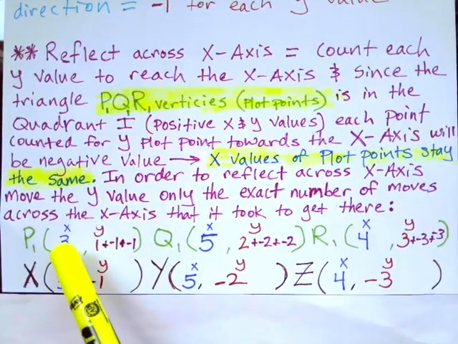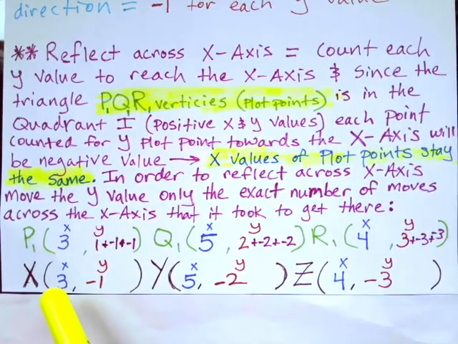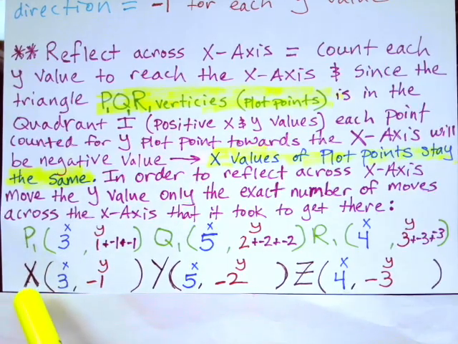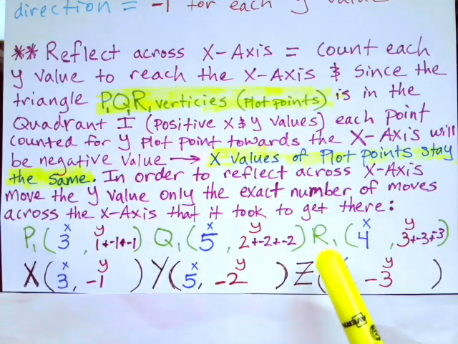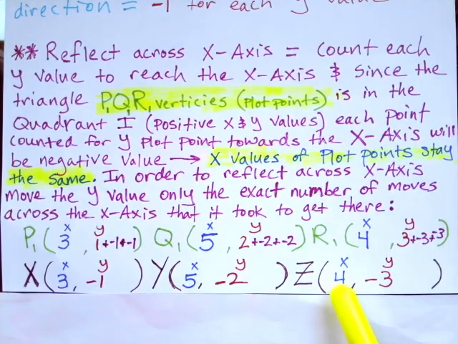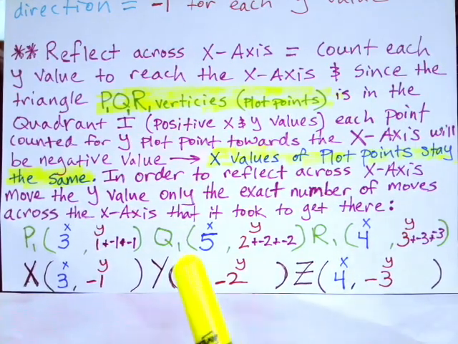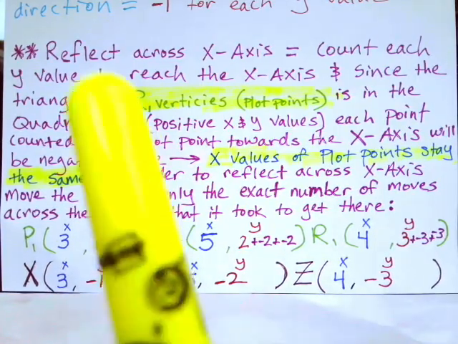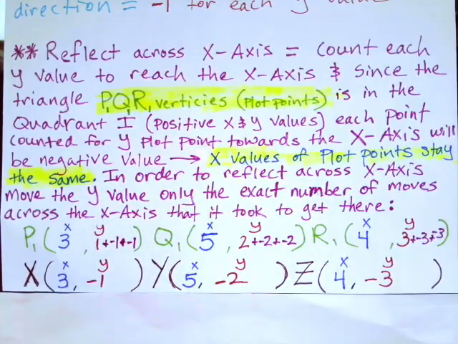So as I can show you here, the x value for P prime is 3. The x value for the X vertex is 3. The x value for Q prime is 5. The x value for Y is 5. The x value for R prime is 4. The x value for Z is 4. So all of these x values stay the same. The only thing that's going to change are the y values as you count down towards the x-axis.